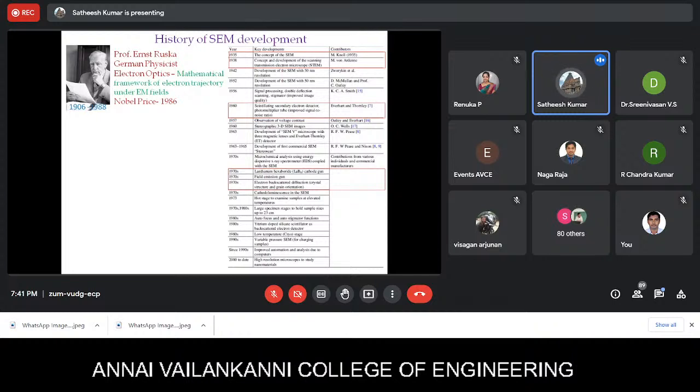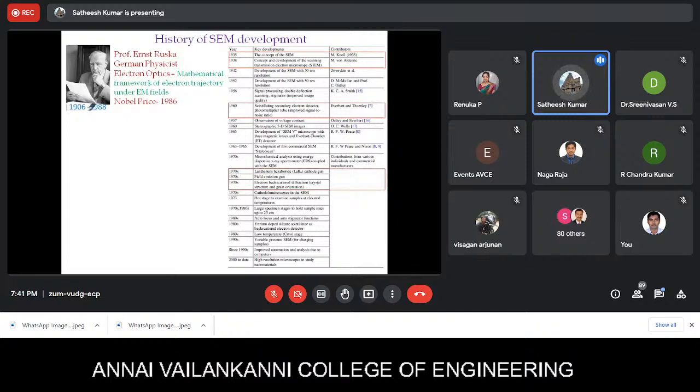Another breakthrough happened in the year 1960, where Everhart and Thornley came up with an electron detector, which is an important component of a scanning electron microscope, wherein you can trap the electrons and image the observations from a sample. Moving to the 70s, there was again a major breakthrough, wherein people started coming up with field emission guns, lanthanum hexaboride cathode guns, as well as electron backscatter diffraction, which is a very useful and beautiful technique for capturing crystal structure and grain orientation.